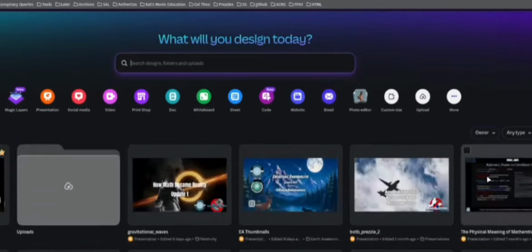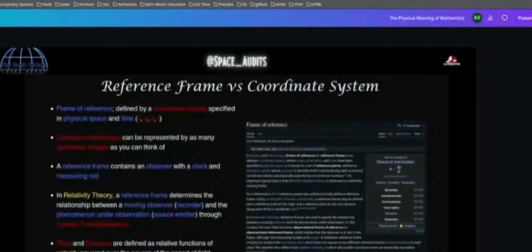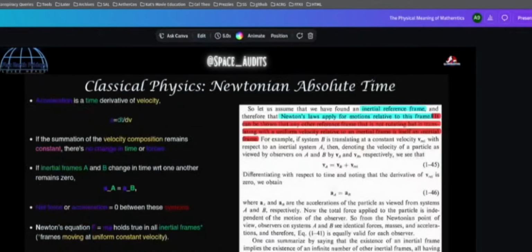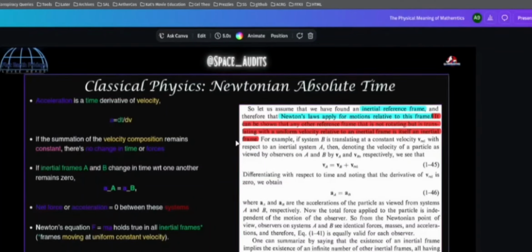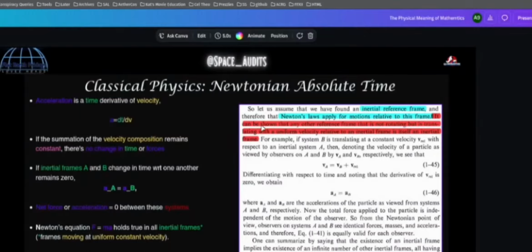Let's see if only one of those two guys uses the term curvilinear. I wonder who. Okay, so let's see. Classical physics, Newton, absolute motion. This is from Greenwood, Principles of Dynamics, 1888. Newton's laws apply to motion relative to this frame. It can be shown that any other frame that is not rotating, but is in translating motion uniformly with a uniform relative velocity to an inertial frame, is itself an inertial frame. So moving in uniform translatory motion, that's not anything different than what was being described there.